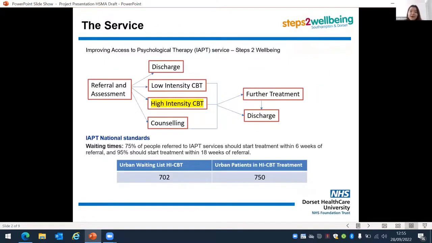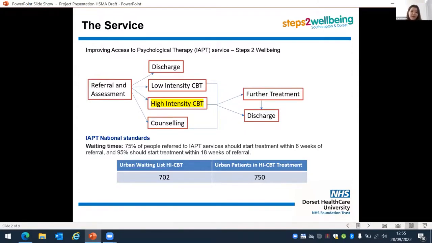So just to explain a little bit about the service that I work in. It's an improving access to psychological therapy service called Steps to Wellbeing. We run across Dorset and Southampton, but for this project, we focus specifically on the urban Dorset area, just because it got a lot more confusing if we were looking too large. What would normally happen within our service is a patient would refer in, they would have an assessment, they would either be discharged or signposted somewhere else, or they would go forward for a type of CBT that we offer or counselling. They then might have further treatment or they would be discharged.